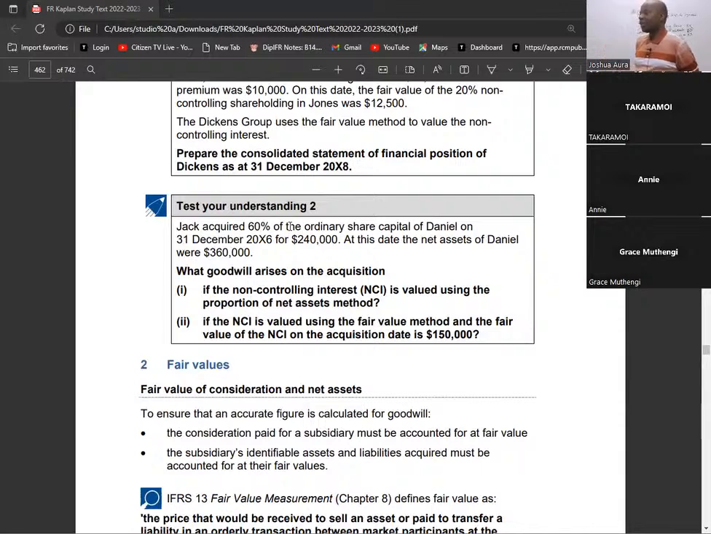Jack acquired 60% of the ordinary share capital of Daniel on 31st December 2016 for $240,000. At this date, the net assets of Daniel were $360,000. What goodwill arises on the acquisition if number 2, if the NCI is valued using the fair value method, and the fair value of the NCI on acquisition date is 150,000.